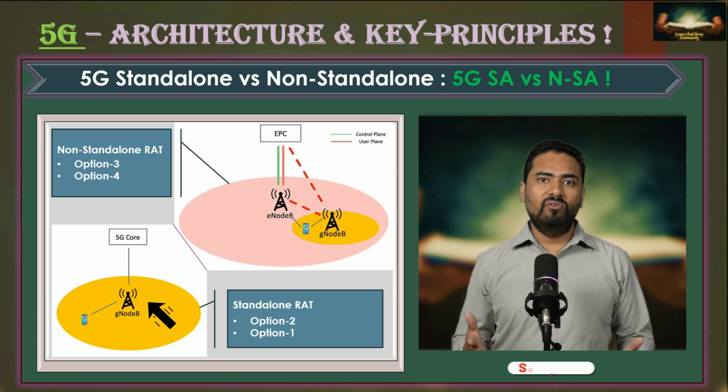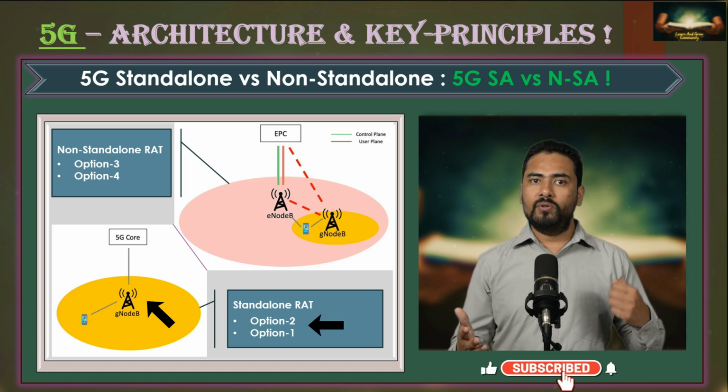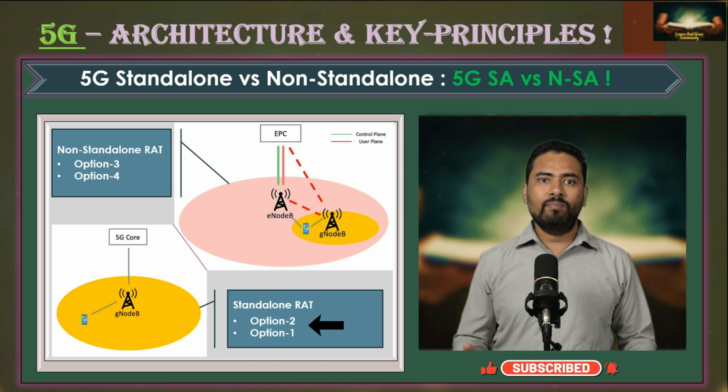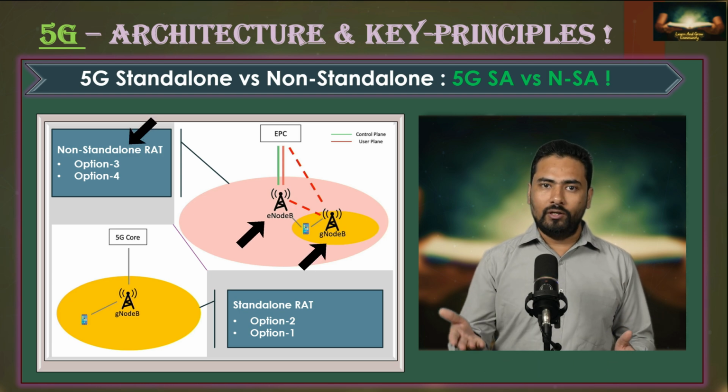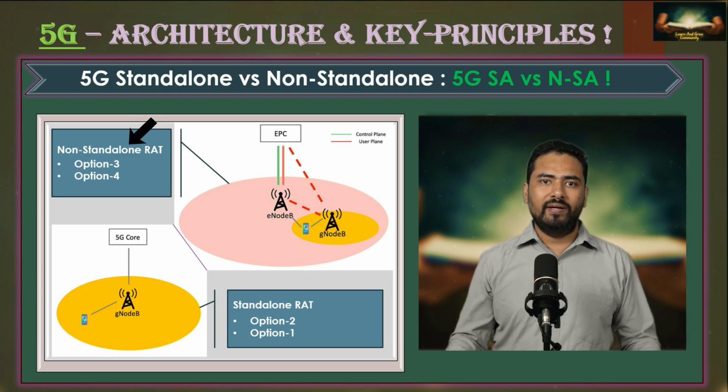So the options with one single radio access technology, like option 2, are called standalone networks. And the options with two radio access technologies are called non-standalone networks, most commonly option 3.